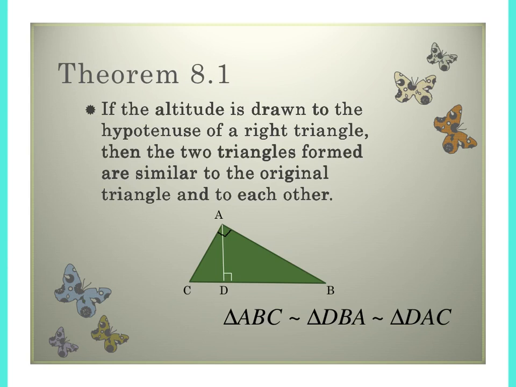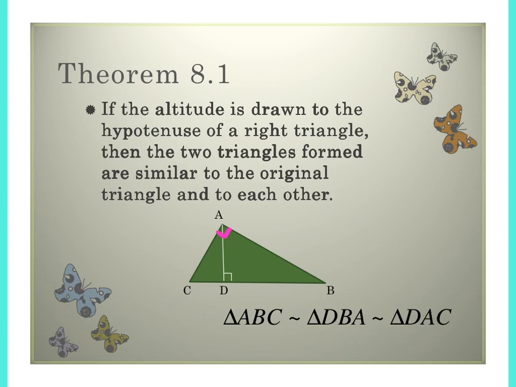All right, so Theorem 8.1, which doesn't have a special name, you just need to know what it says: if the altitude is drawn to the hypotenuse of a right triangle, then the two triangles formed are similar to the original triangle and to each other. So two things have to happen in order for this to be true. The big triangle has to be a right triangle. So you'll see this has a right angle marked here. It either needs to state it's a right triangle or has to have that right angle marked.